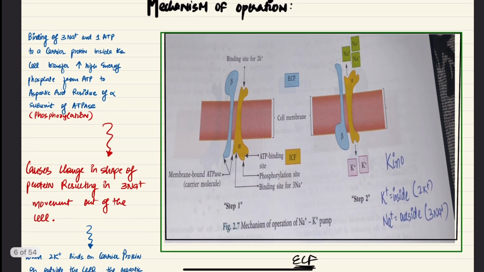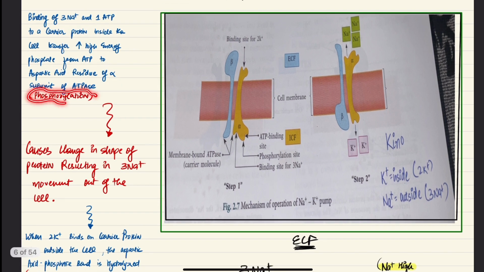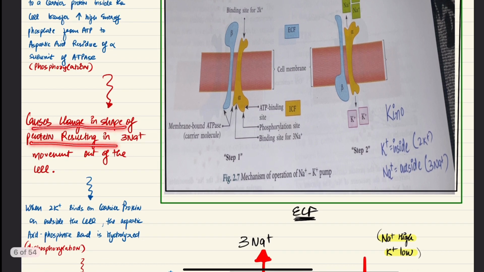So this is the diagram. As you can see, this is the alpha subunit, and this is the beta subunit. It has an ATP binding site, a phosphorylation site, a binding site for 3 Na plus, and on the opposite side a binding site for 2 K plus. The steps are: binding of 3 Na plus and 1 ATP to the carrier protein inside the cell transfers the high energy phosphate from ATP to an aspartic acid residue of the alpha subunit of ATPase. Phosphorylation occurs, which causes a change in the shape of the protein, resulting in 3 Na plus movement out of the cell.